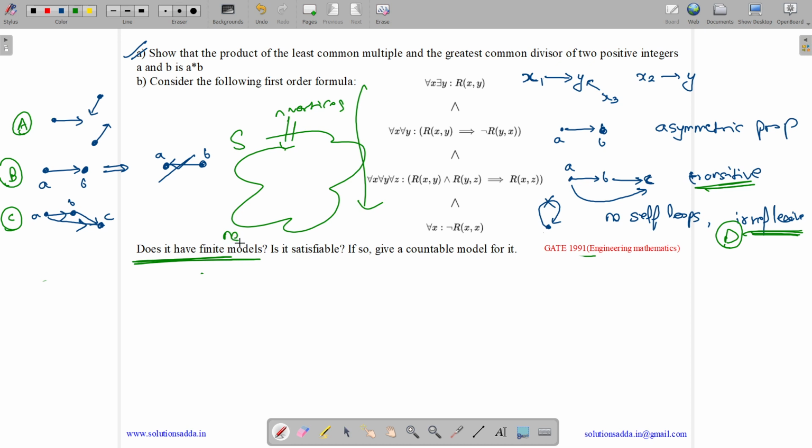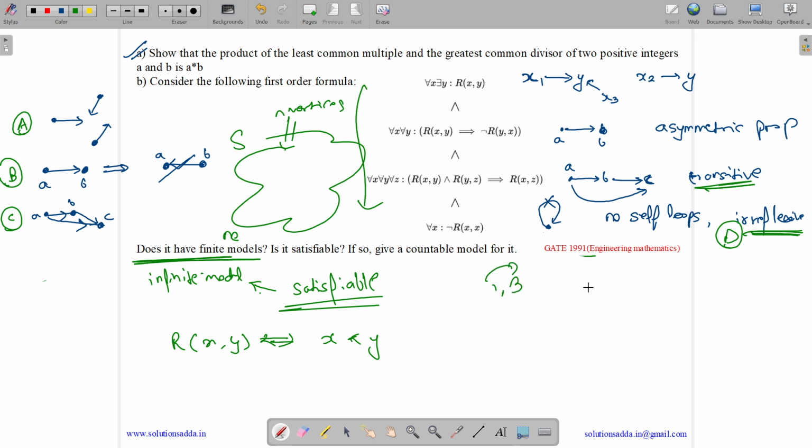But it can be followed by an infinite model. If an infinite model can follow, it means it is satisfiable, not by a finite model, but by an infinite model. Let us see an example. Let us take the less than relation. A relation R(x,y) is defined as x is less than y, which means 1 will be related to 3 as 1 is less than 3, 3 will be related to 5 as 3 is less than 5.